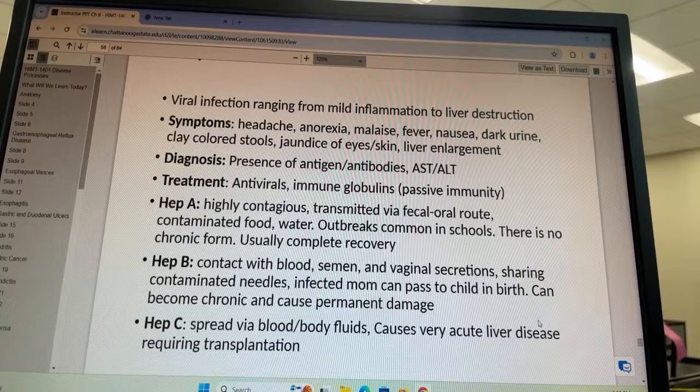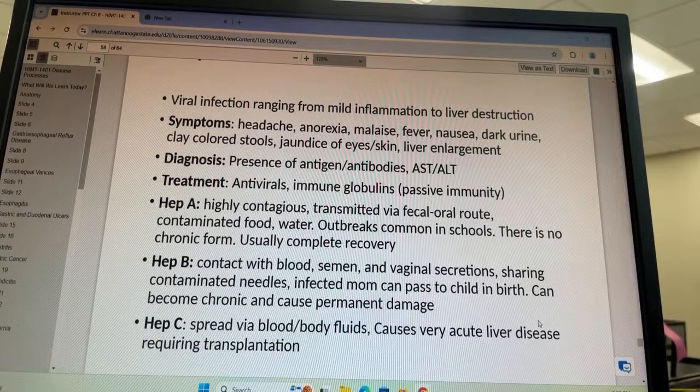AST and ALT, what are those? Good, liver enzymes that are released when the liver is in distress, okay? So for treatment-wise, we're going to give them antivirals, not antibiotics, because it's a viral infection. Antibiotics do not work against viruses, okay? Immunoglobulins are also an option.